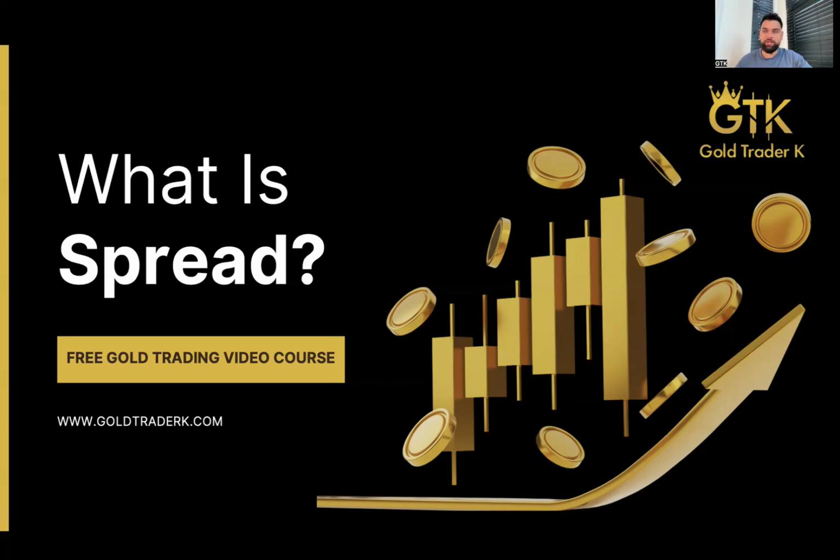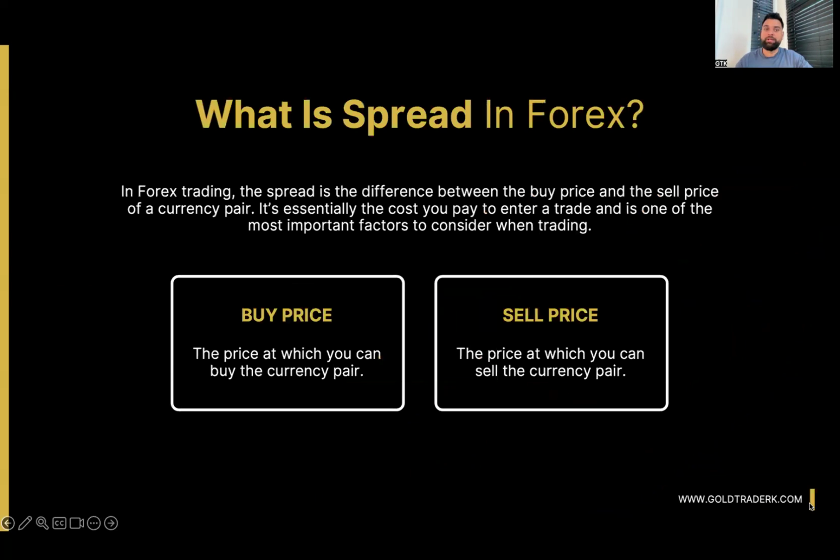This is video 111, and this is about what is spread. So, in Forex trading, the spread is the difference between the buy price and the sell price of a currency pair. It's essentially the cost you pay to enter a trade and is one of the most important factors to consider when trading. Buy price, the price at which you can buy the currency pair. That's what the spread is for in a buy. Sell price, the price at which you can sell the currency pair with the spread.